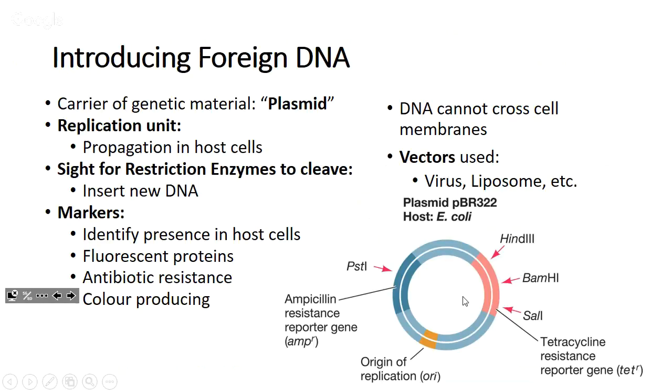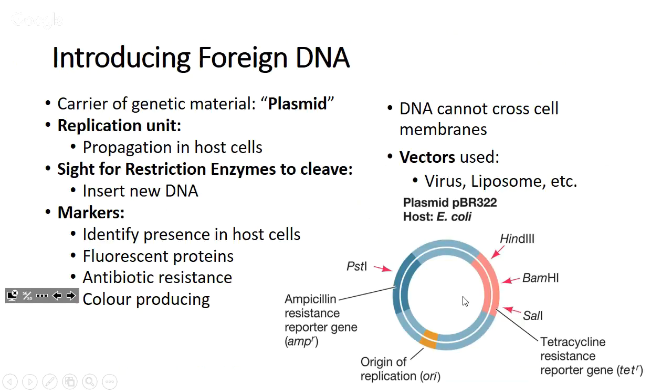Now, a plasmid needs to contain a couple of things if it's actually going to show up inside our actual genetic material and be expressed. The first of which is a replication unit, so it can actually be propagated in host cells. The second thing it needs is a site for the restriction enzyme to actually recognize and cleave, so that new DNA that we want to be inserted can actually be inserted into the plasmid. And the other thing it needs is markers.